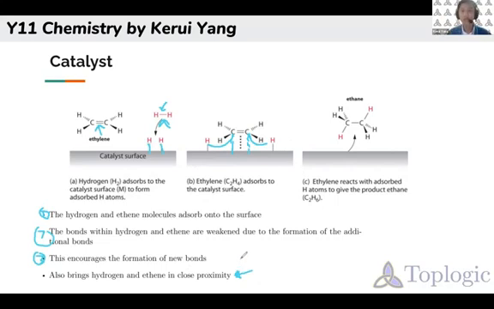So hopefully what you can see here is, instead of this random C double bond to C and H collision occurring, right, they need the collision to occur like this. They're now having these two bond onto the metal surface, where they're close together and physically more likely to react. So this is an alternate pathway of reaction.